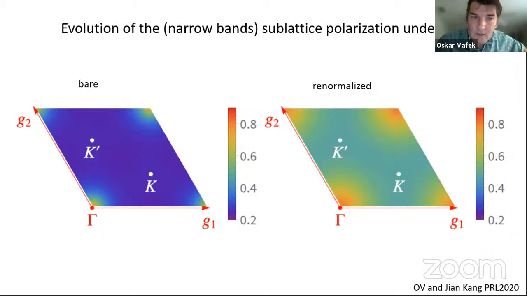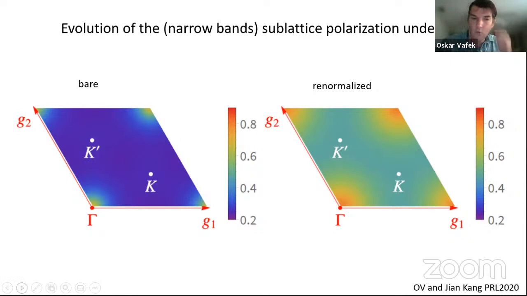However, if we go away from the chiral limit, just in the Bistritzer-MacDonald model, then we find that while there is some sublattice polarization, it's not perfect, okay? It's actually rather small. The picture on the left shows you the bare sublattice polarization for the narrow bands. And then once we are done with stage two, we see the sublattice polarization numerically determined, and we see that it's much stronger, okay? So this also suggests that even during stage two, which is only numerical, we are indeed going towards the chiral limit.